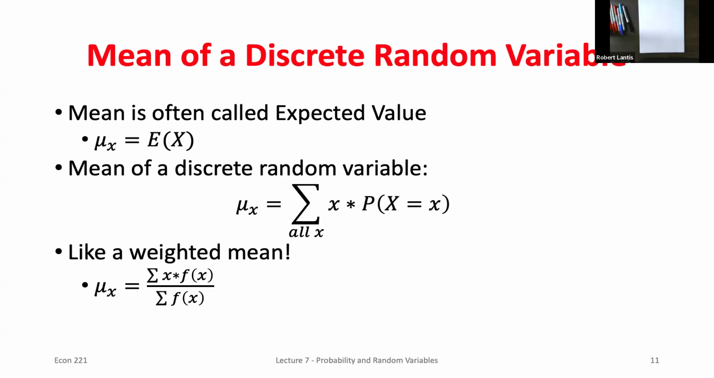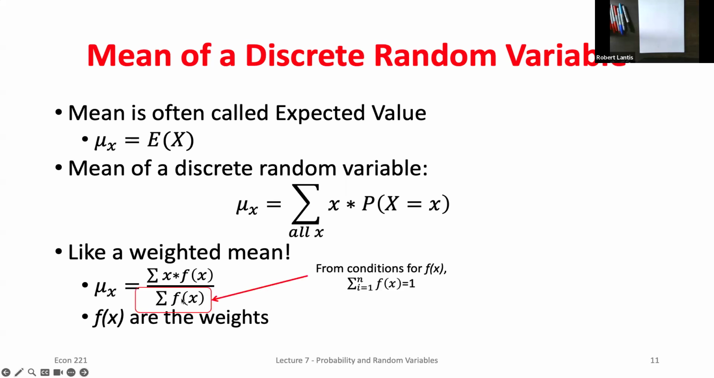If I think back to my weighted mean example, where I had the frequencies as the weights, here the probabilities are the weights. Well, what is the sum of the probability of every single possible outcome? My denominator here will always be 1. So then I'm simply left with the mean is every x value times the probability it occurs. Okay.